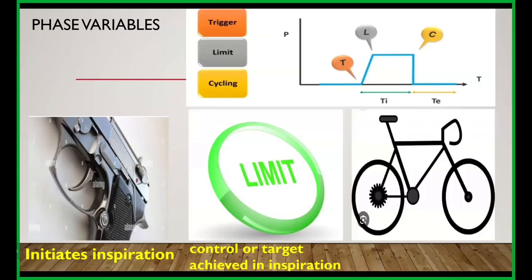Next comes your cycle. Cycle is when the patient switches from inspiration to expiration. That is called a cycle. So these are the definitions of your variables. Your trigger is what initiates respiration or inspiration, your limit is what is achieved in your inspiration, and your cycle is what switches from inspiration to expiration.